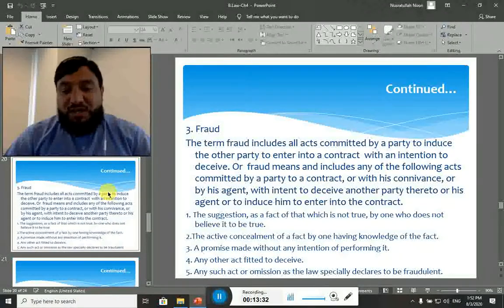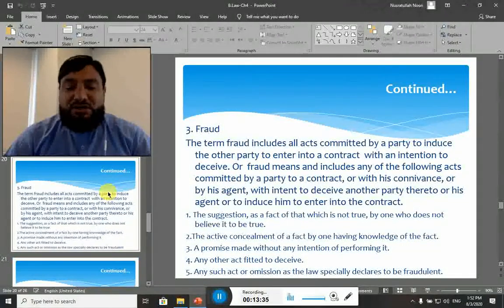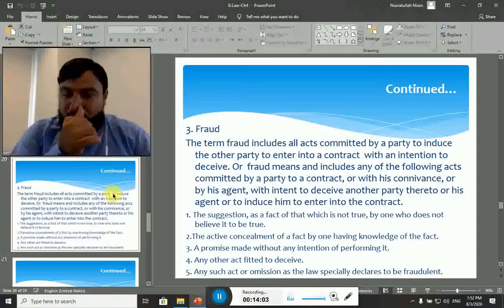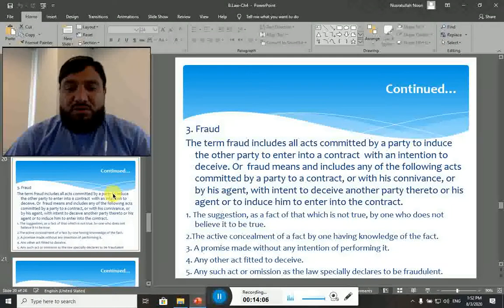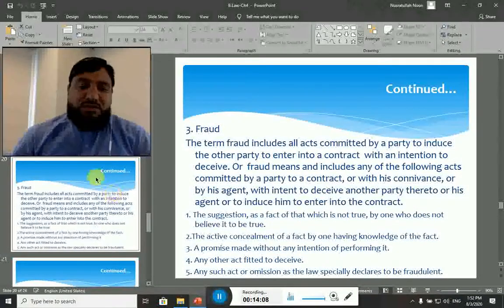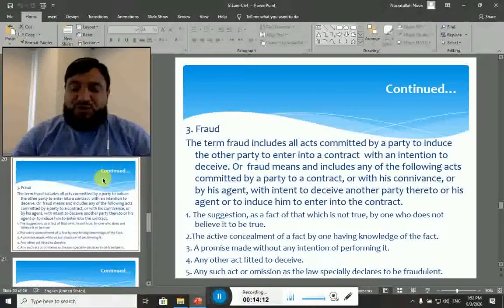Any other act fitted to deceive: any other action or thing that you do which causes deceit, or you do it to deceive another person, all those acts come under fraud. So any other things besides these four which are believed to be fraud come under fraud as per the law. Consent taken by fraud is not free. When consent is not free, there is no contract between the parties.